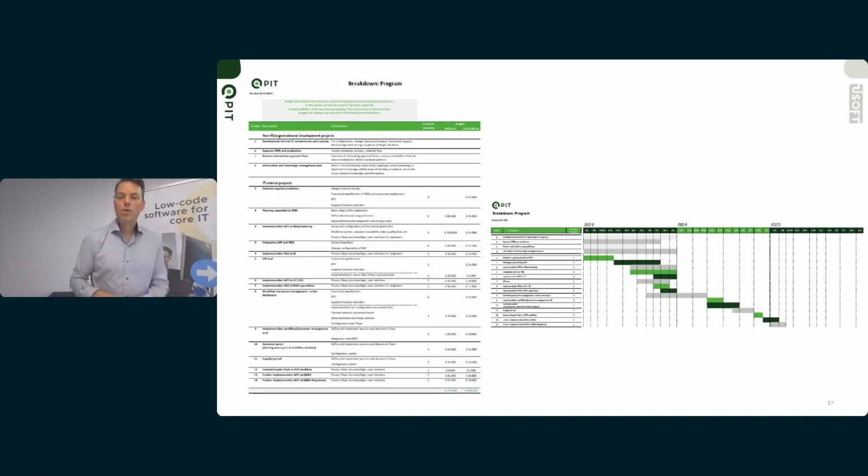So, it could look like this. On the left, you see a complete list of projects or other mutations you have to implement in your current company. And on the right, a high-level Gantt chart of this project program.